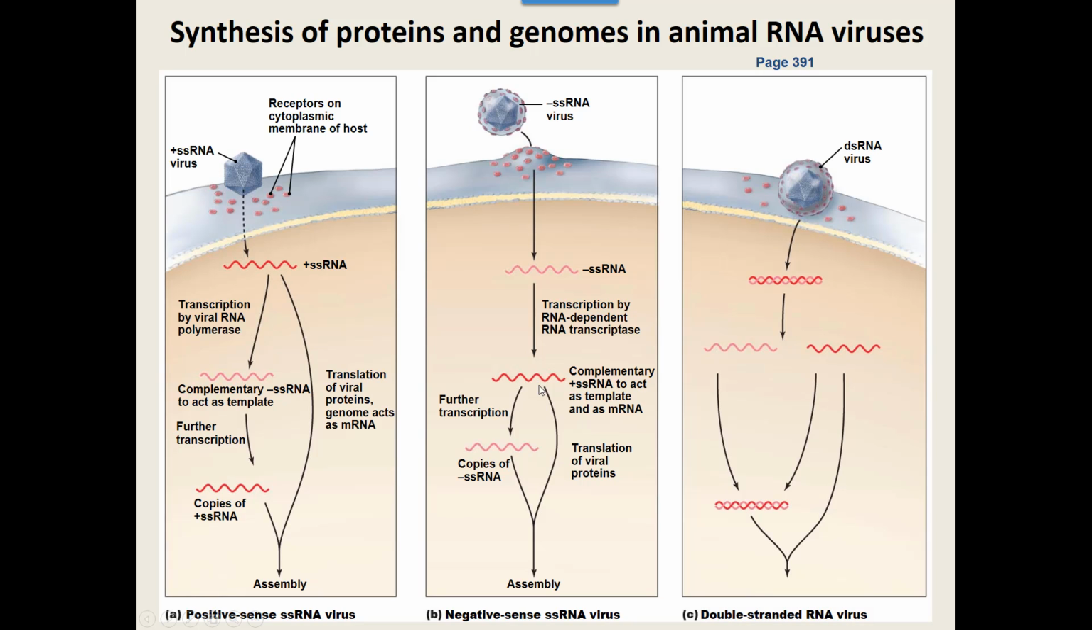Now, if a virus is double-stranded RNA, which is extremely unique, only found in viruses, it actually is the best of both worlds. They have both the negative strand and the positive strand, so they have the template for each other already built in, and the translation is going to happen from the positive strand to make all of the proteins that are needed in the capsid.